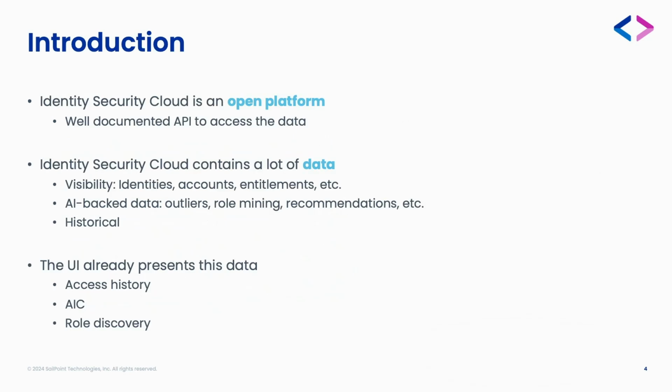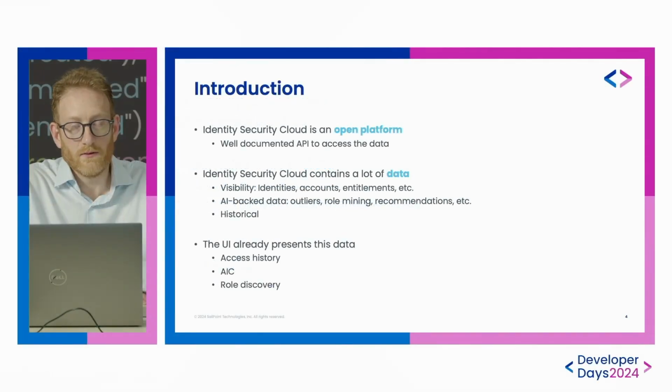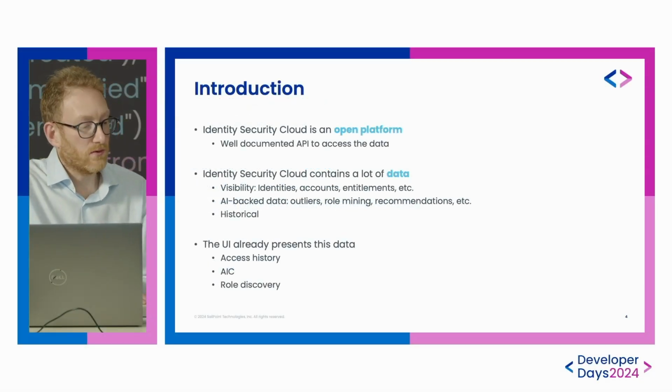So today we are going to be talking about BI. It's true that Identity Security Cloud is an open platform. So we have this whole developer days to prove that. We have well-documented API to access the data. And we do have data within Identity Security Cloud. We have a lot of data about visibility, so who has access to what. So for that we have identities, we have accounts, we have entitlements.